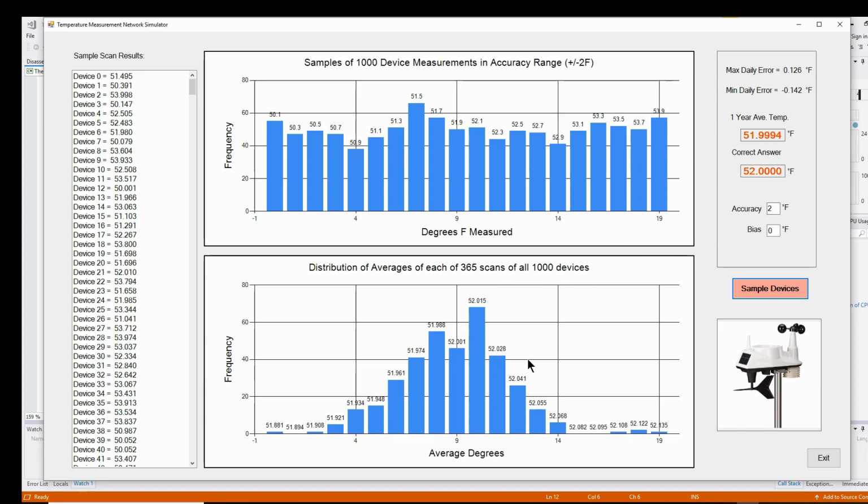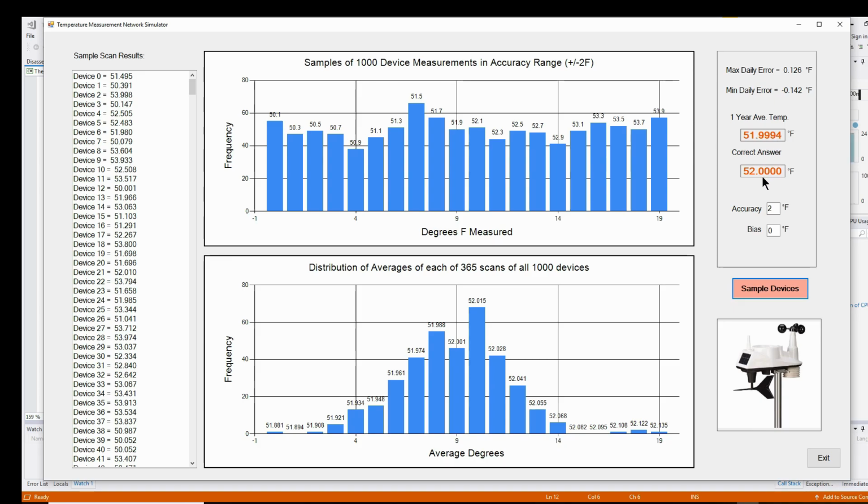Now, if I take all of those daily averages and average them together to get one final average number for the year, I plot that right here. If I took all of those averages of the averages, I get 51.9994, where the actual is 52. So I've got a very accurate result.